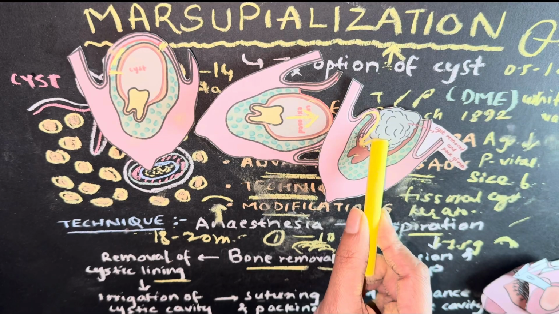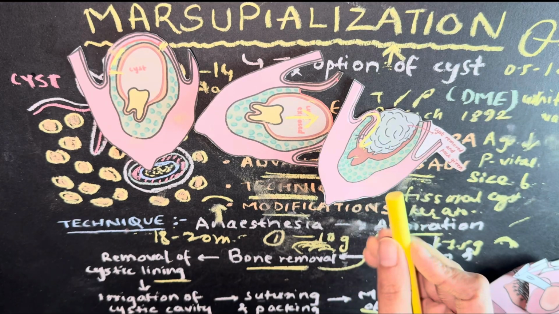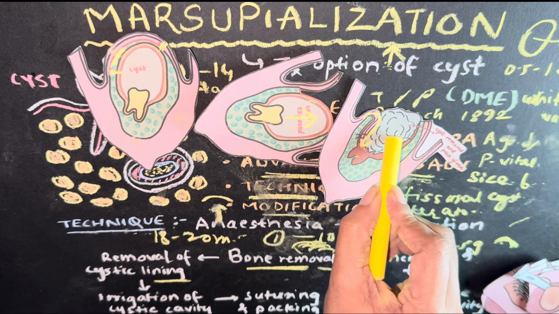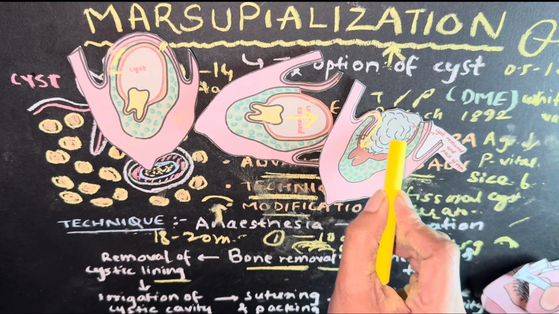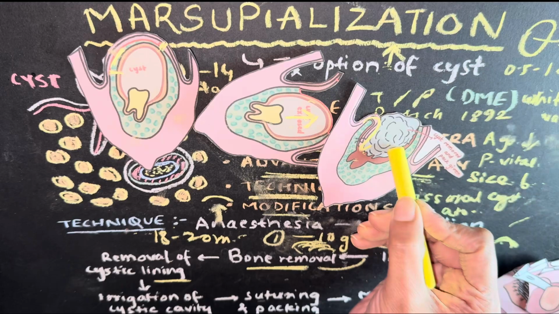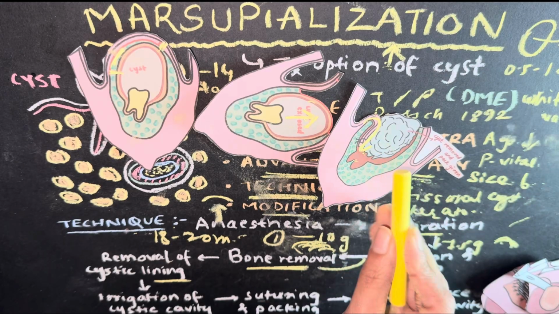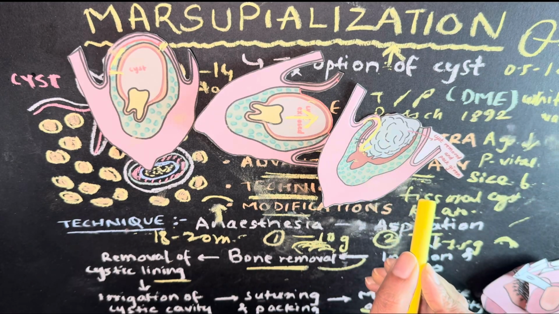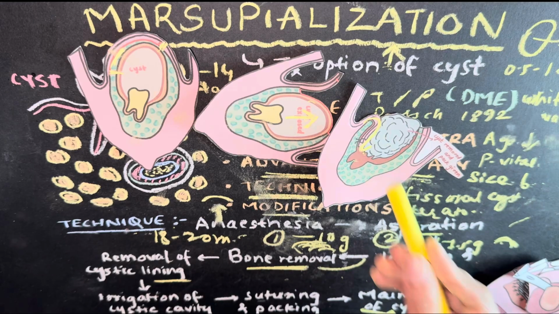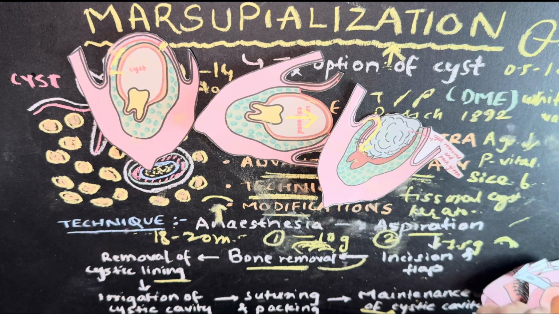So you can see the suture, and the next step is giving the pack. So giving the pack of whitehead varnish, and then you're going to maintain this cystic lining properly, as we have discussed, by giving proper instructions to the patient also. And after initial healing, you're going to give the plug to the patient, and you're going to recall the patient until complete healing is seen.